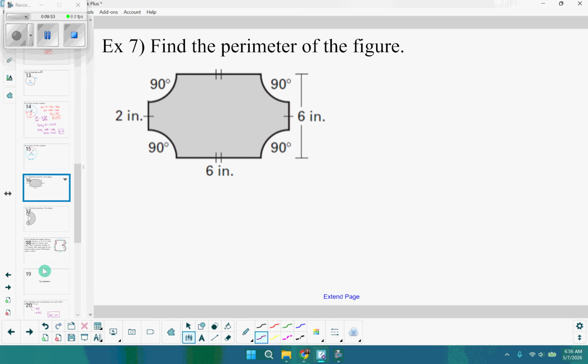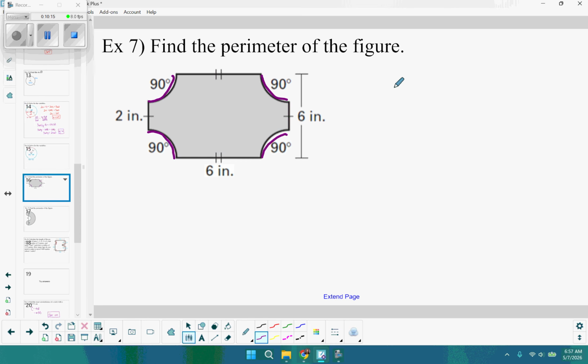All right, example 7 is asking to find the perimeter of the figure, and the figure is a lot of weird shapes. But the weird shapes are all things we know how to do, right? Here is a quarter of a circle. I know it's a quarter because it was 90 degrees, right? And 90 is 1/4 of 360. Here's a quarter of a circle. If I have 4 quarters of a circle, that's one whole circle.